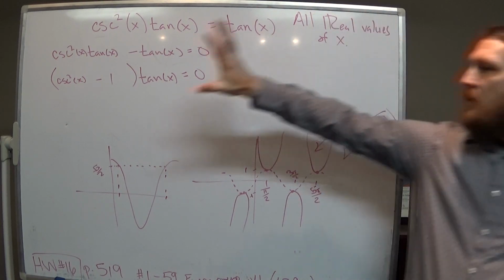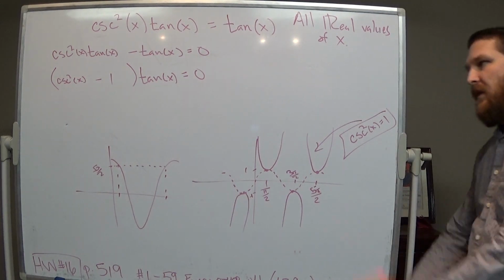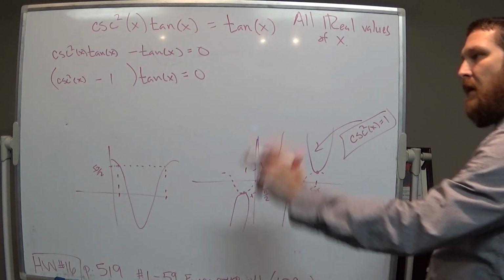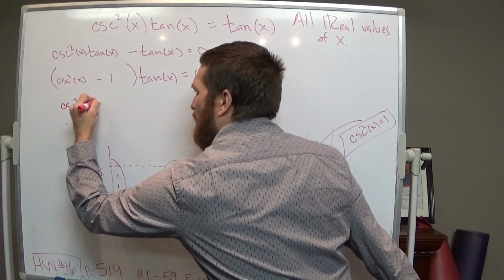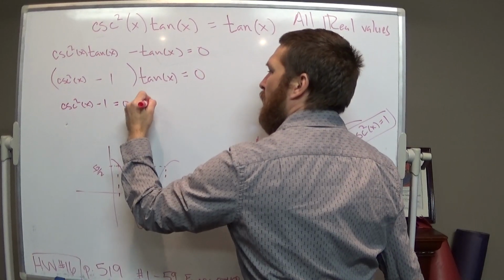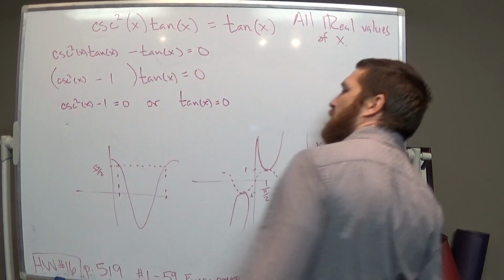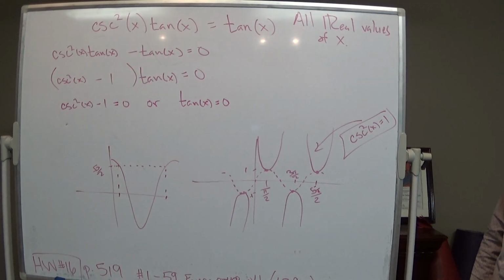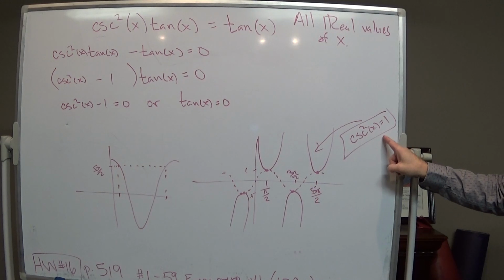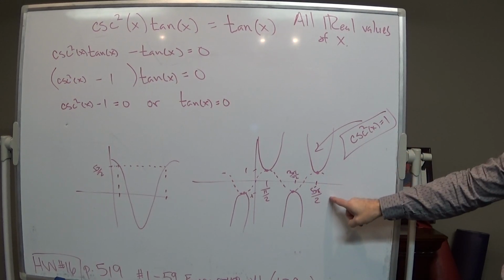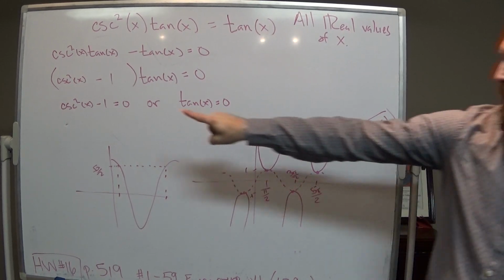But now we have something times something is equal to 0. So that gives us two possibilities, right? It's either the case that cosecant squared x minus 1 is equal to 0, or it's the case that tan x is equal to 0. You'll notice that this is this, and so we've already done that. We found that. We haven't written it out explicitly, we'll do that in just a second, but we got that from there.